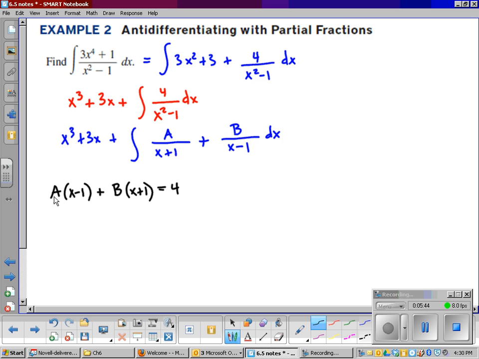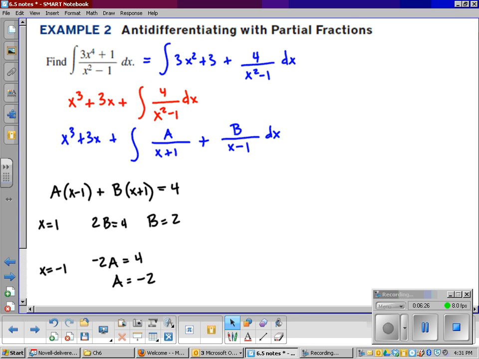Next, I want to zero out this first term, so I'm going to let x be 1. And then I'm going to go ahead and write my next step, which is to let x be negative 1. If x is 1 right here, then that zeroes that term out, and 2b, because x is 1, which makes that 2 times b is equal to 4, which means that b is equal to 2. If I let x be negative 1, then I'm going to get negative 2 times a. This term is going to reduce out, and that's equal to 4. So a is equal to negative 2.